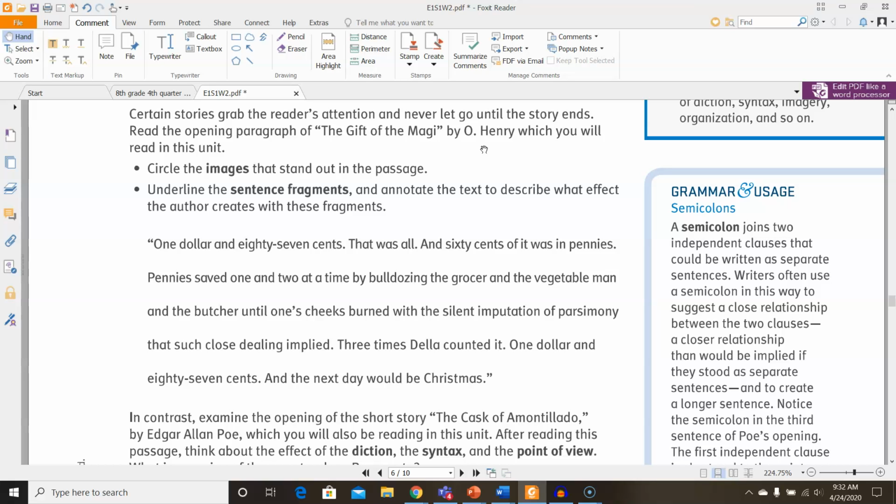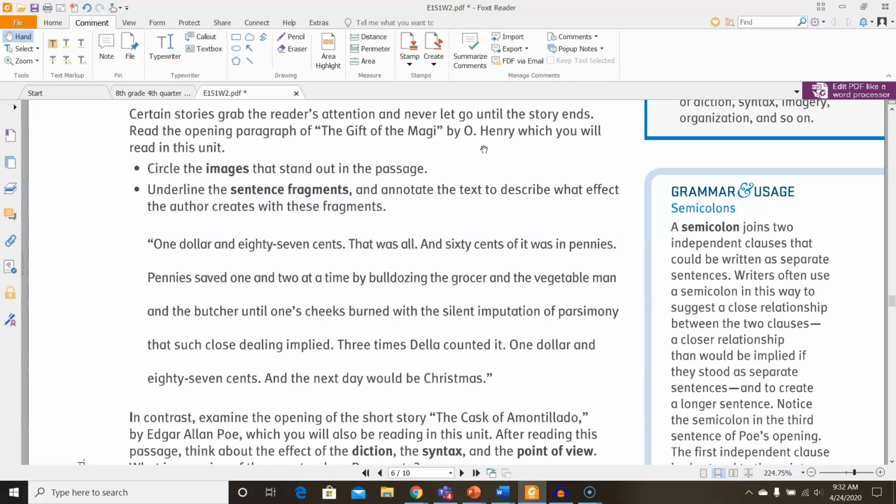$1.87. That was all. And 60 cents of it was in pennies. Pennies saved 1 and 2 at a time by bulldozing the grocer and the vegetable man and the butcher until one's cheeks burned with the silent imputation of parsimony that such close dealing implied. 3 times Della counted it, $1.87, and the next day would be Christmas.